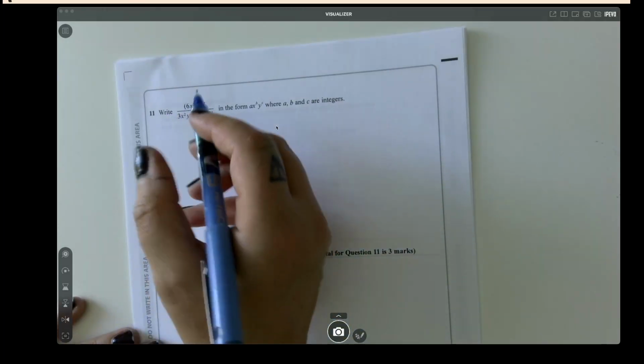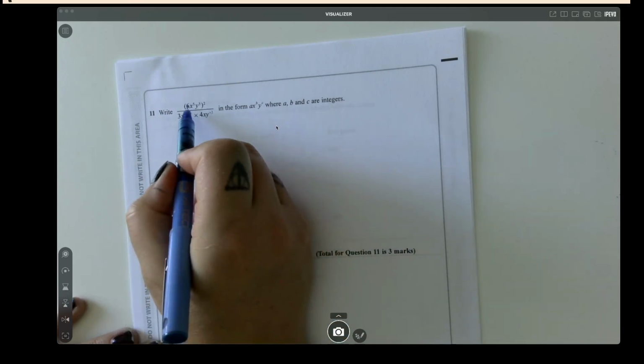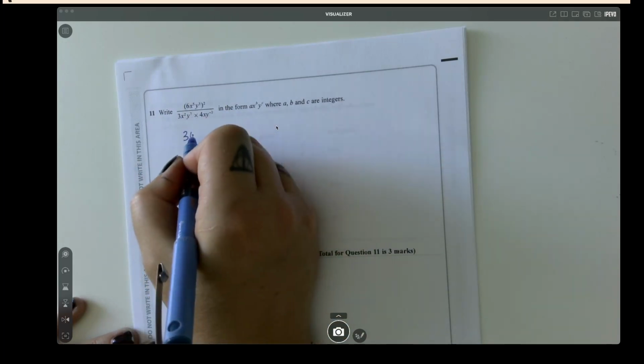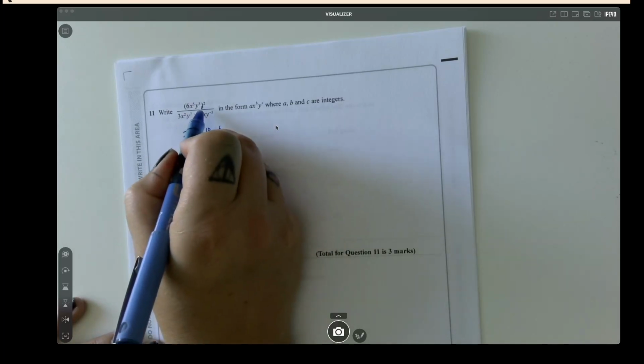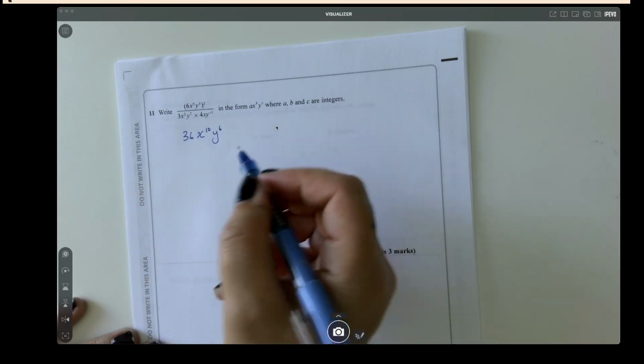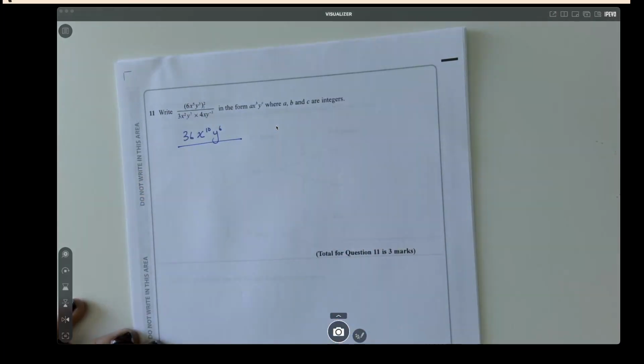So 6 squared is 36. X to the power of 5 times 2. Y to the power of 3 times 2. Because that bracket is a power of a power rule. So that's the numerator simplified.